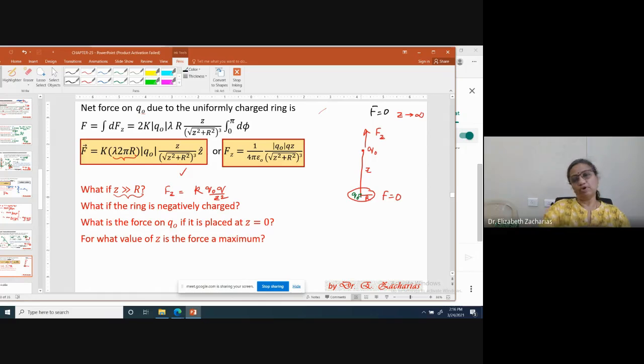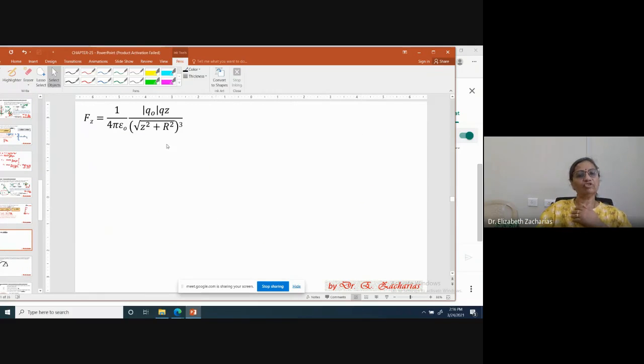Can you locate that point? How will you locate that point? Anyone? So this is the equation for the force. I want to find out what is the value of z where this force is going to be a maxima. I've already given the answer.